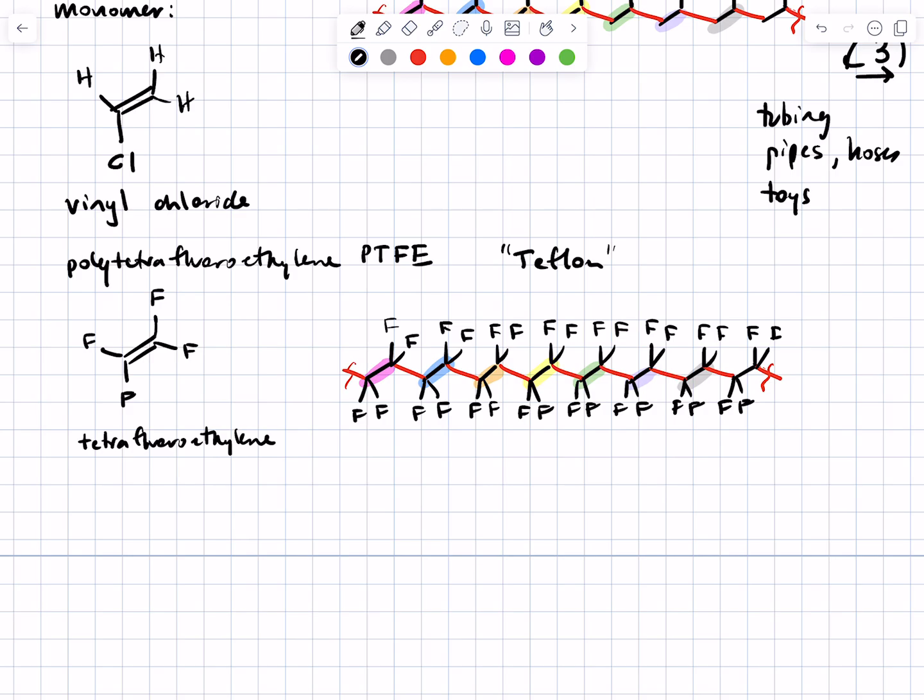Okay, so a lot of us have cookware that's coated with Teflon. The reason it's coated with Teflon is that it won't let water stick to it and won't rust. So the Teflon protects the surface underneath from rusting, but also oil doesn't stick to Teflon. So it's a decently good non-stick surface.